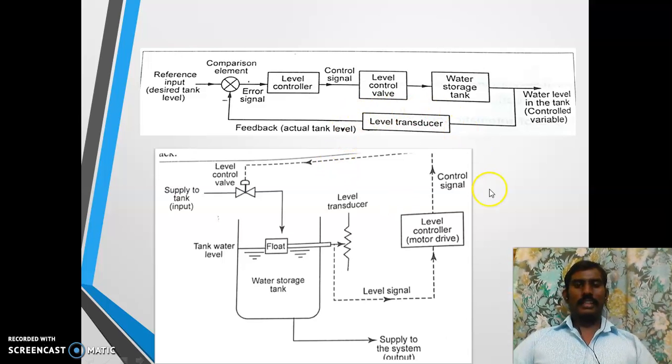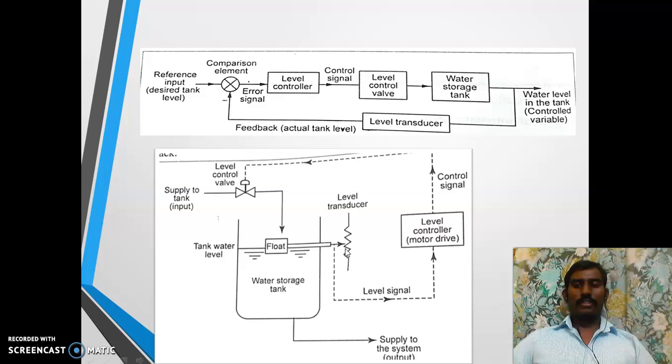So here is a typical schematic diagram of a water level controller. The tank supply, the tank input, is a pipe. In that pipe there is a level control valve. From that, the water flows through this level control valve into the tank. In the tank there is a float.